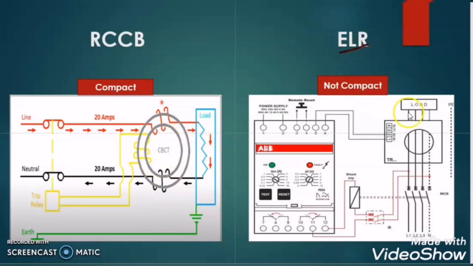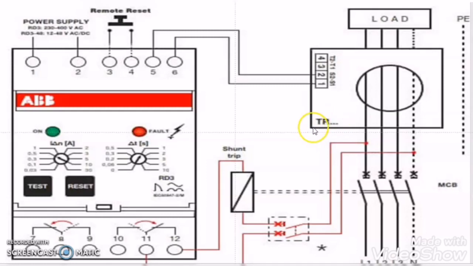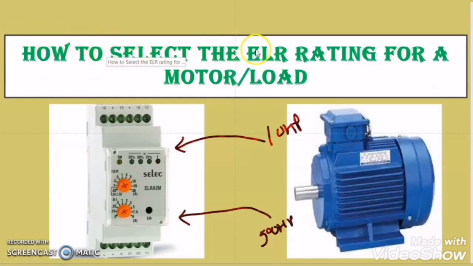But in case of ELR, you will find that the ELR is taking all the feedback from the CBCT, and the CBCT is dealing with the load current. Of course, if the ELR is not dealing with the load current, then the rating of the load is not required for the ELR. Now our focus will be to select the CBCT rating, as the CBCT is dealing with the load current. So the topic which we started, how to select the ELR rating for a motor or load, has now shifted to how to select the CBCT rating for a motor or load.